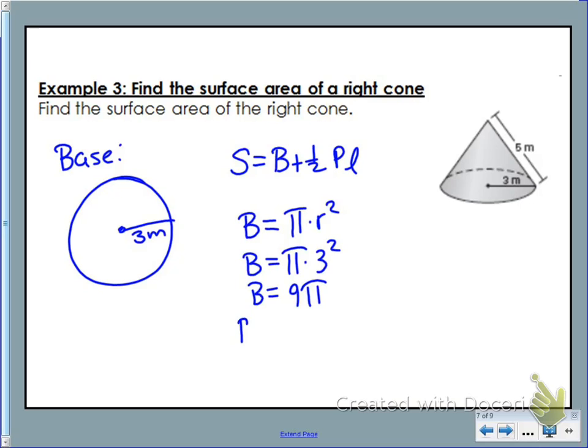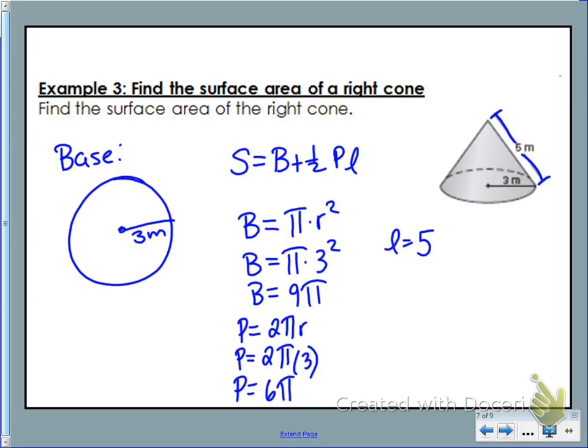The perimeter of the base is simply the circumference. So 2 pi r is how we calculate the circumference of a circle. So perimeter equals 2 times pi times the radius of 3, which again in exact form would be 6 pi. The last unknown we need is the L for slant height, and we are given the slant height here as a length of 5 meters.